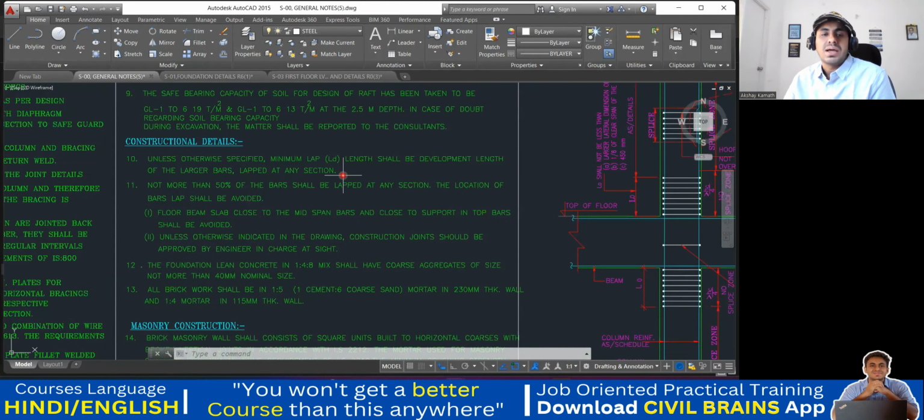Okay. So see, I told you about the lapping. Whenever you're lapping two bars, it's called a lap length. Got it? So it's telling us whenever you're doing the lapping at any section, it shall be the development length of the larger bar. What is development length? Again, for development length, there is a separate table that is given. But usually, what we can do is we can take 50 times the diameter of the bar.